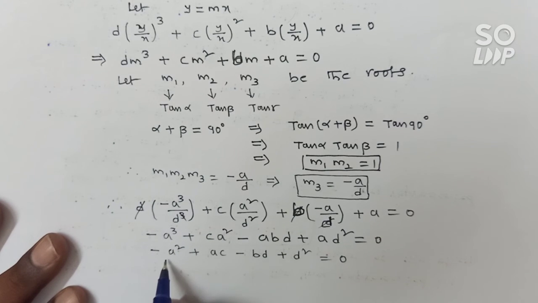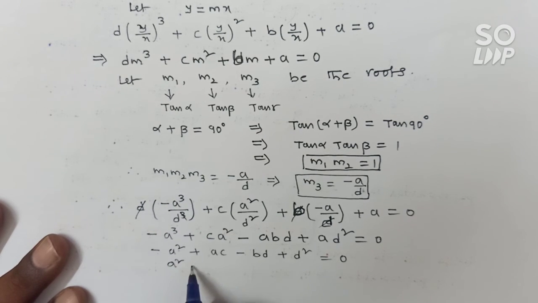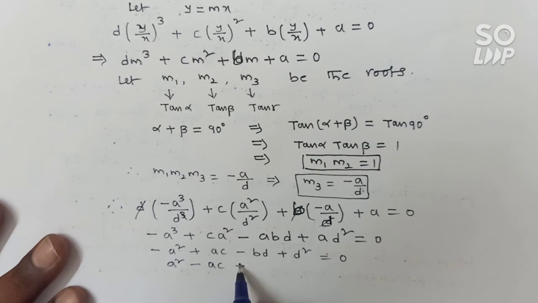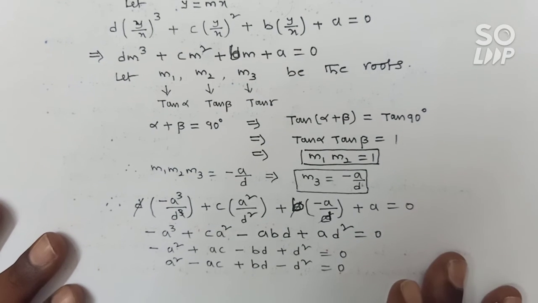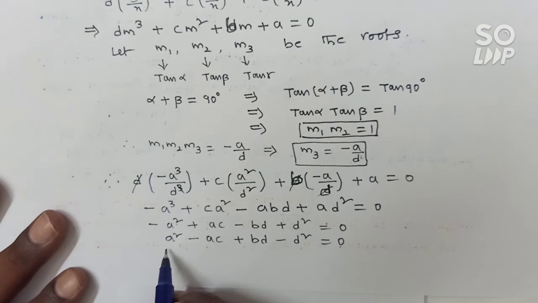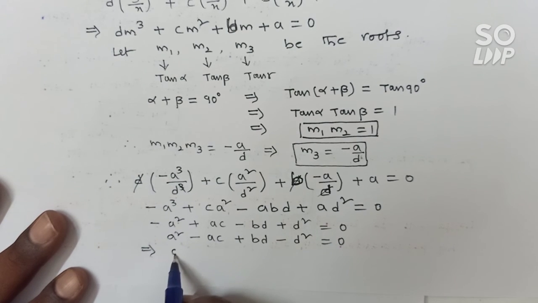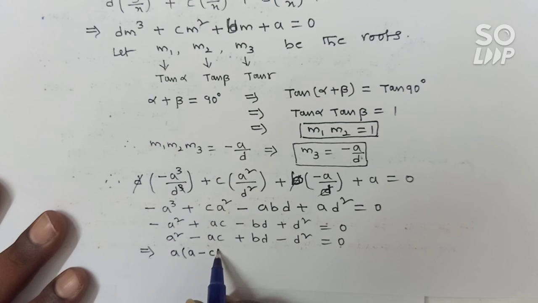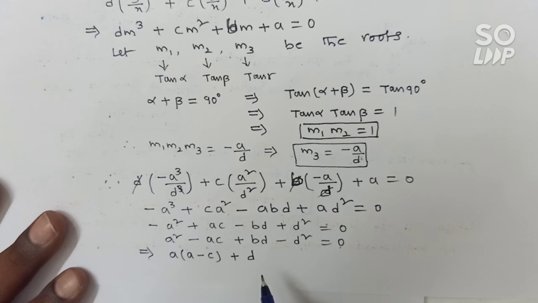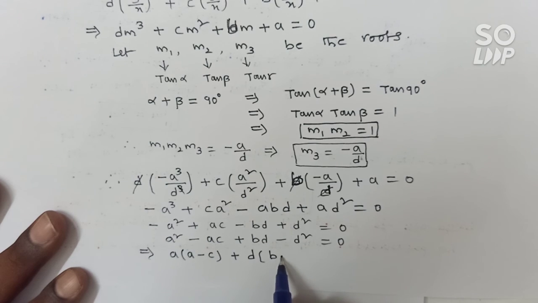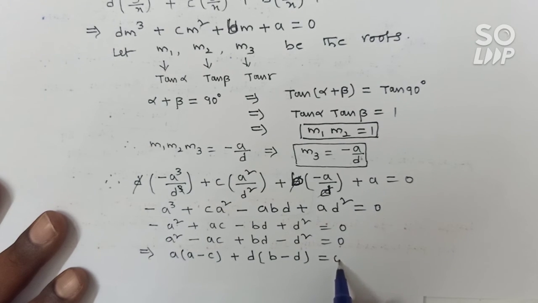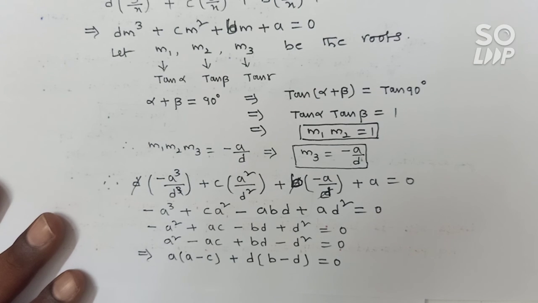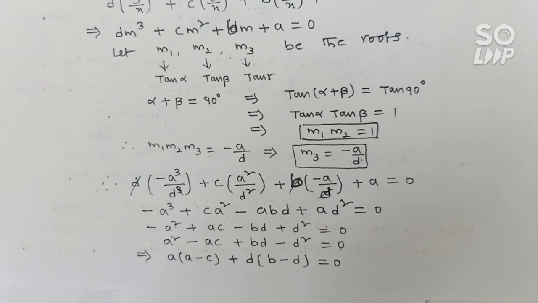You multiply this with the minus, so a square minus a into c plus b into d minus d square is equal to 0. From the first two terms you take a common, a into a minus c, plus here you take d common, d into b minus d is equal to 0. So this is the required result.